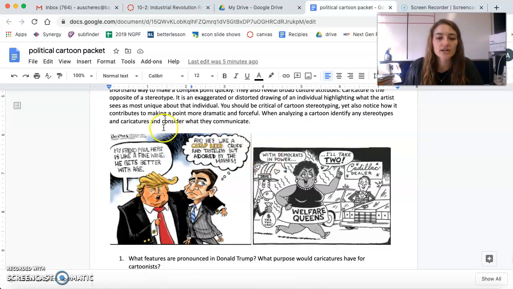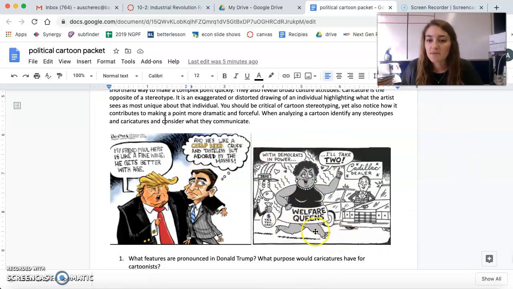So this first one over here is using caricatures. We know this is Donald Trump. All of his features that the public kind of talks about are exaggerated. We also know that this is Paul Ryan, because all of his features are exaggerated. So a lot of times caricatures are used so that we, as the reader of this political cartoon, instantly know who the people are.